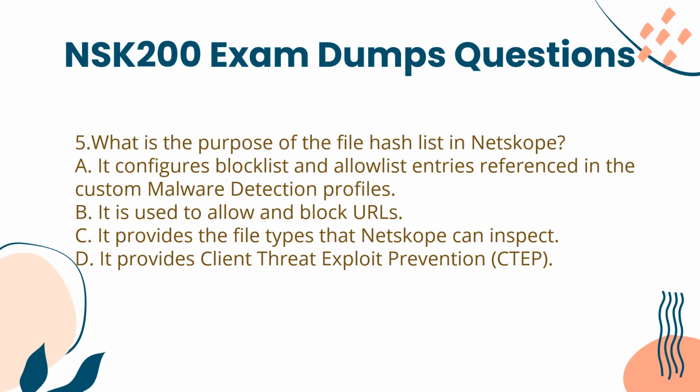5. What is the purpose of the file hashlist in Netskope? A. It configures blocklist and allowlist entries referenced in the custom malware detection profiles. B. It is used to allow and block URLs. C. It provides the file types that Netskope can inspect. D. It provides client threat exploit prevention, CTEP.